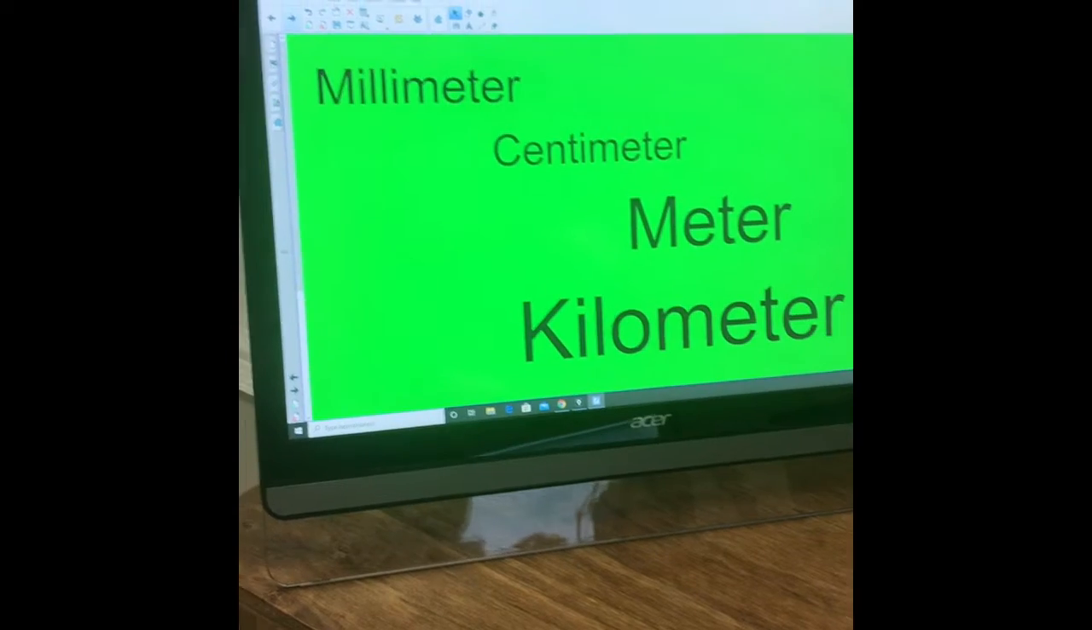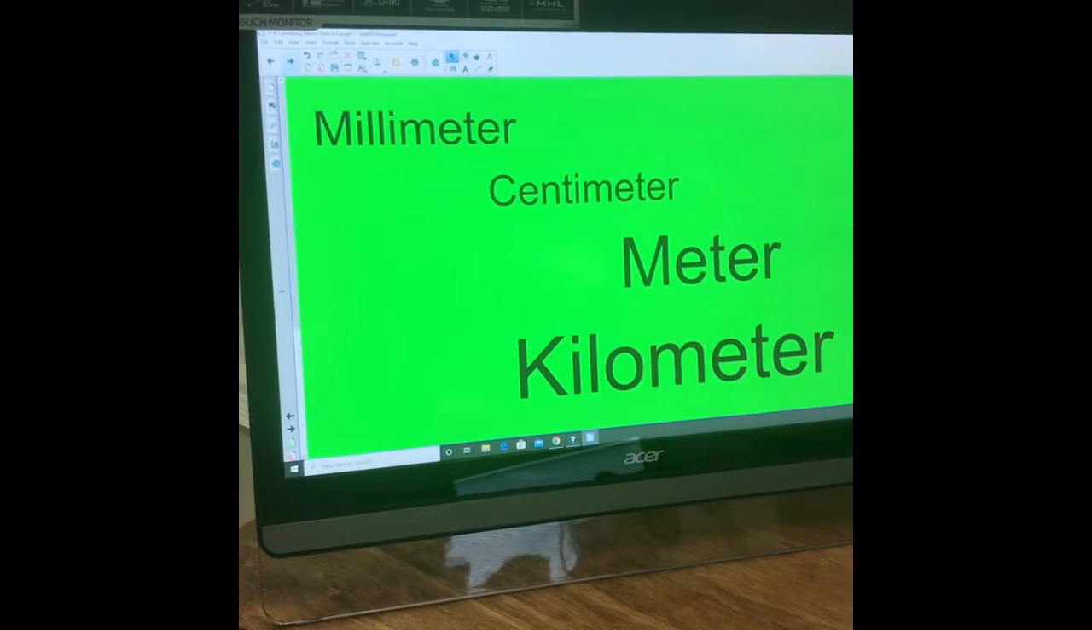But okay, so here's the order in which they go. Millimeters is smallest, and then centimeter, meter, and kilometer.